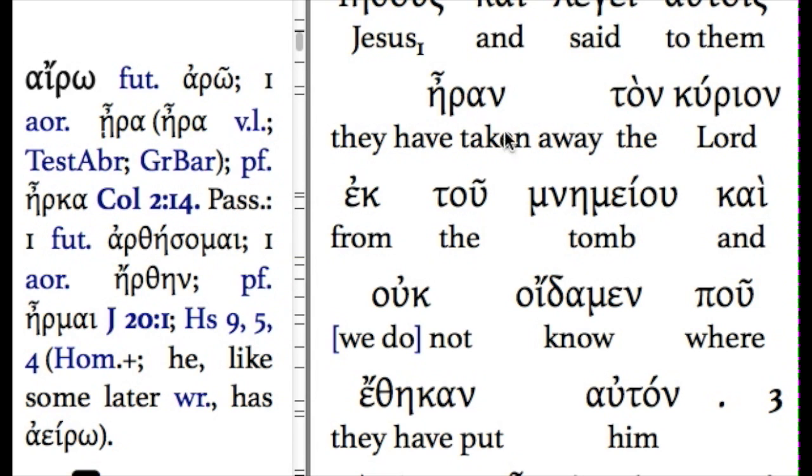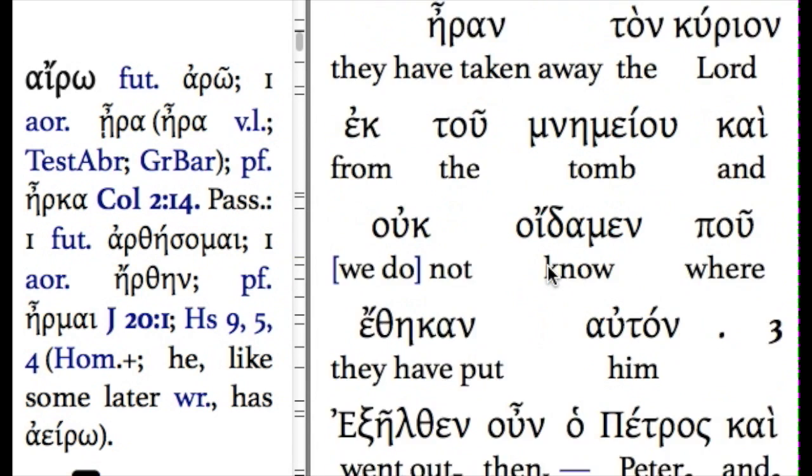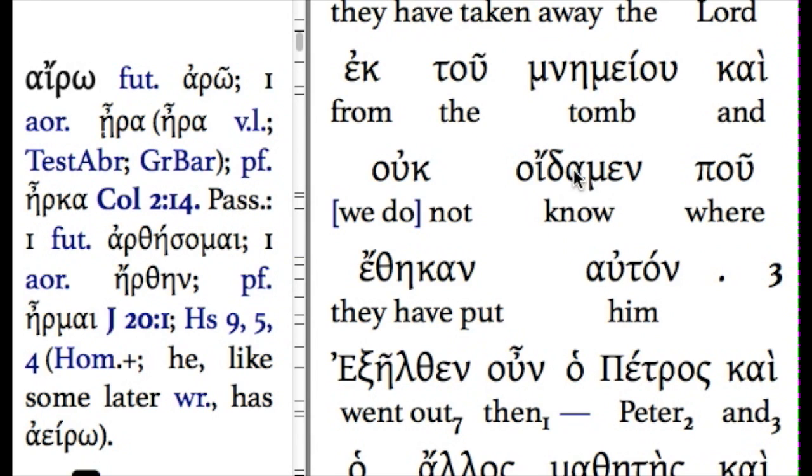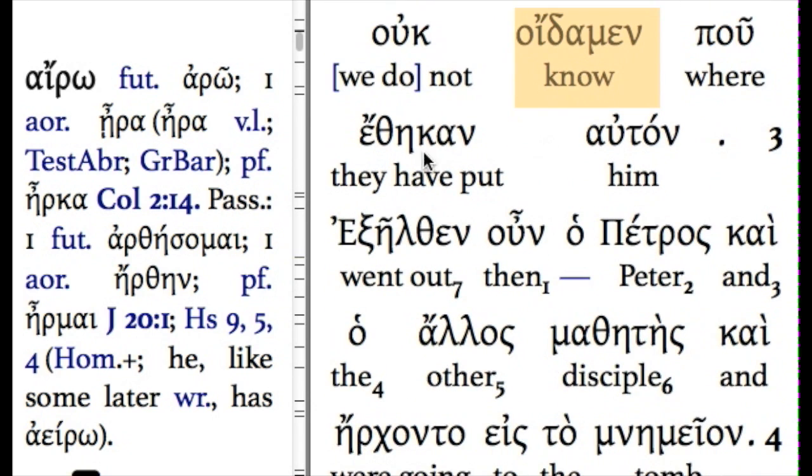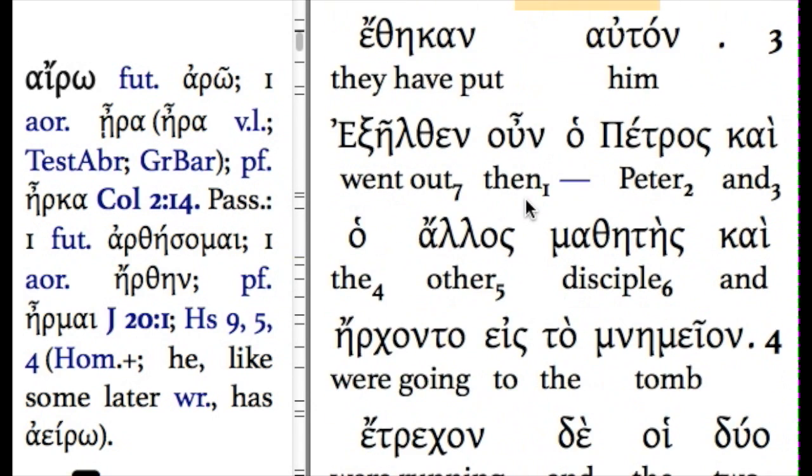They took the Lord from the tomb and we do not oidamen, even if we don't know oida. The amen looks first person plural, right? We don't know where ethekan, that's a mi verb, we'll get to that later. We don't know where they put him. Exelthen oun ho Petros.